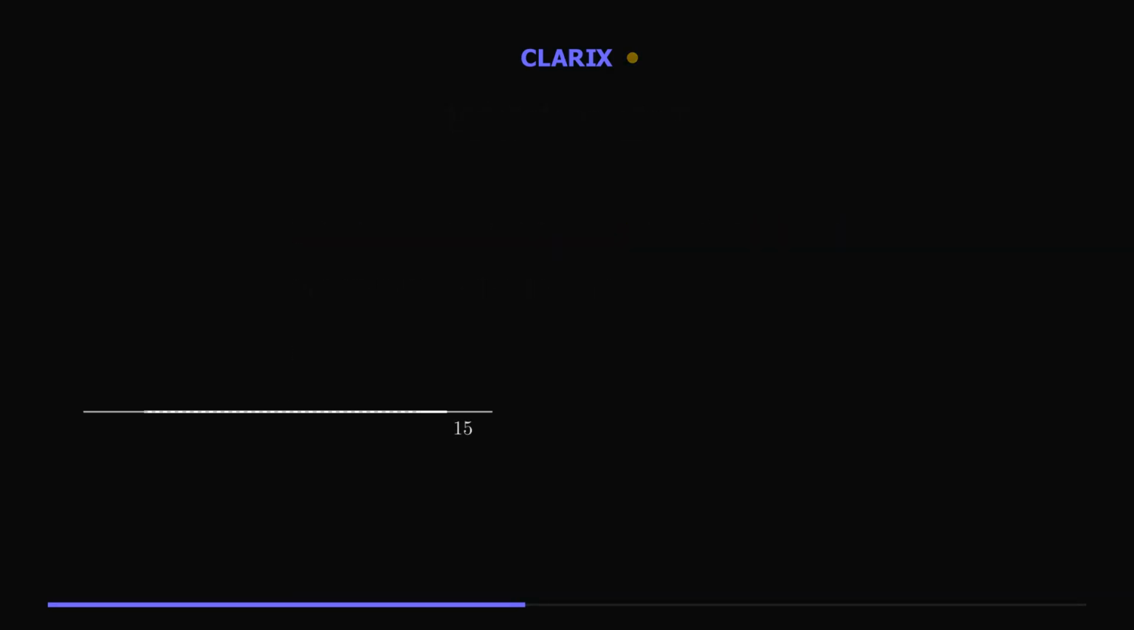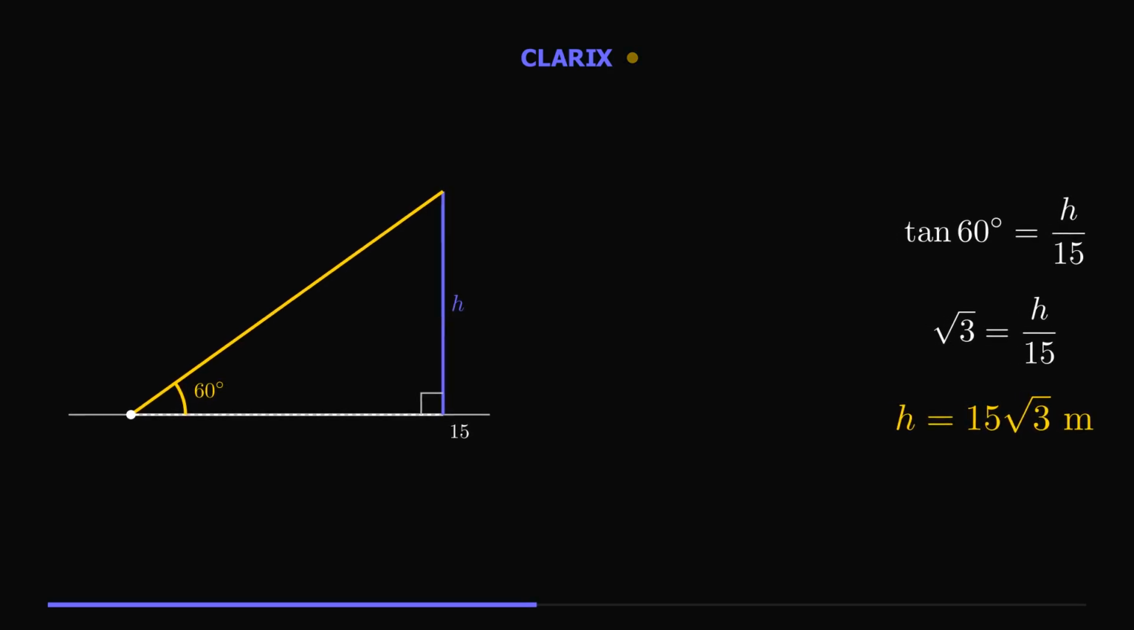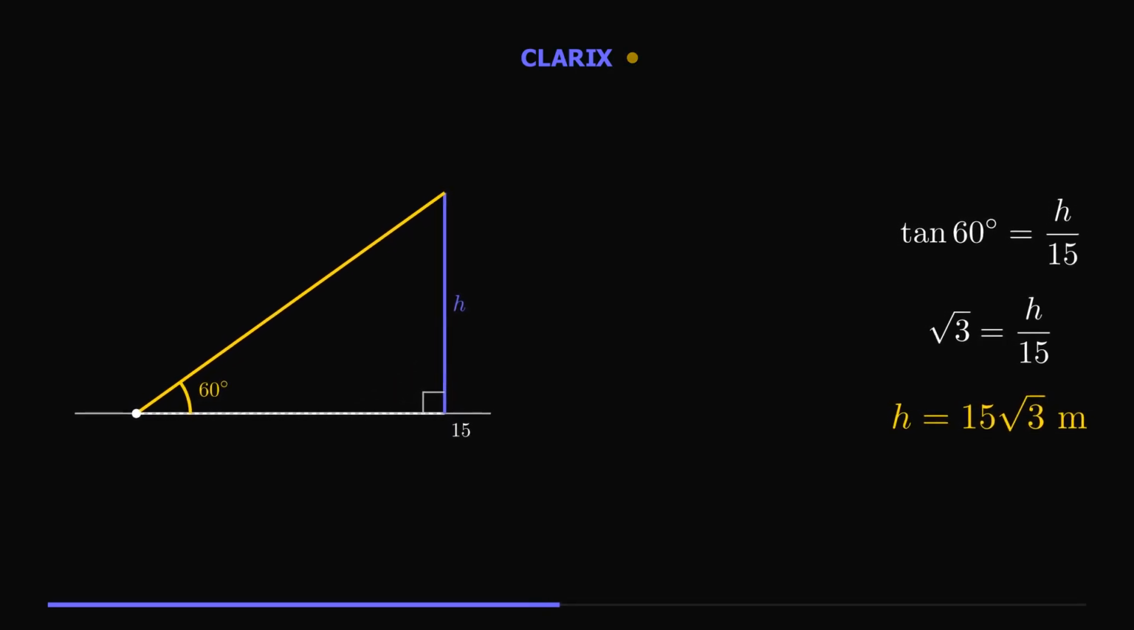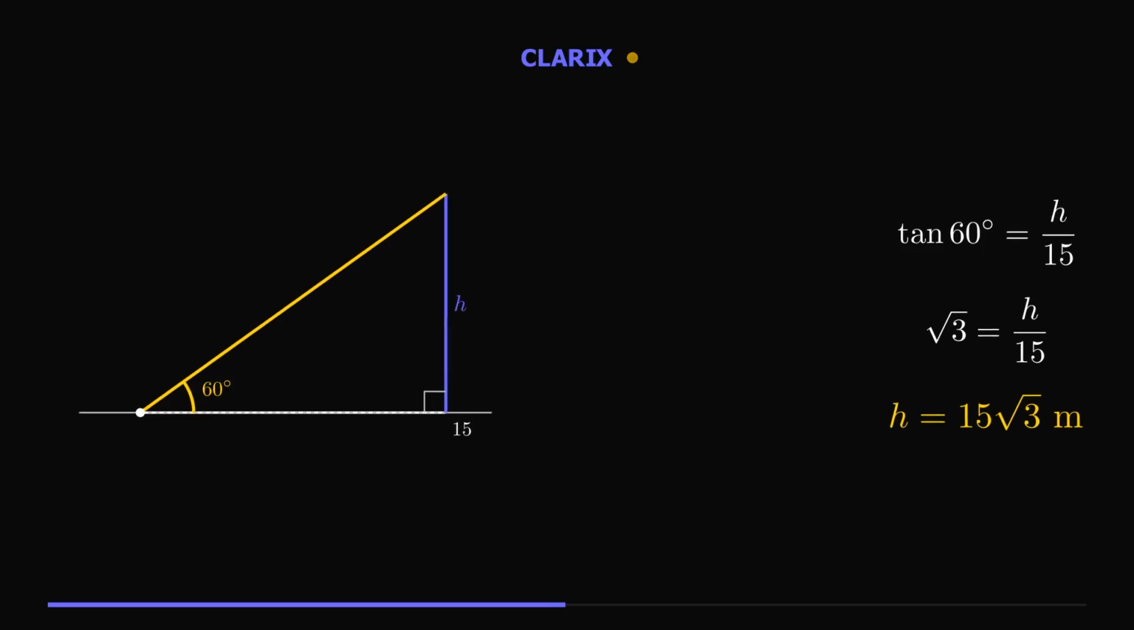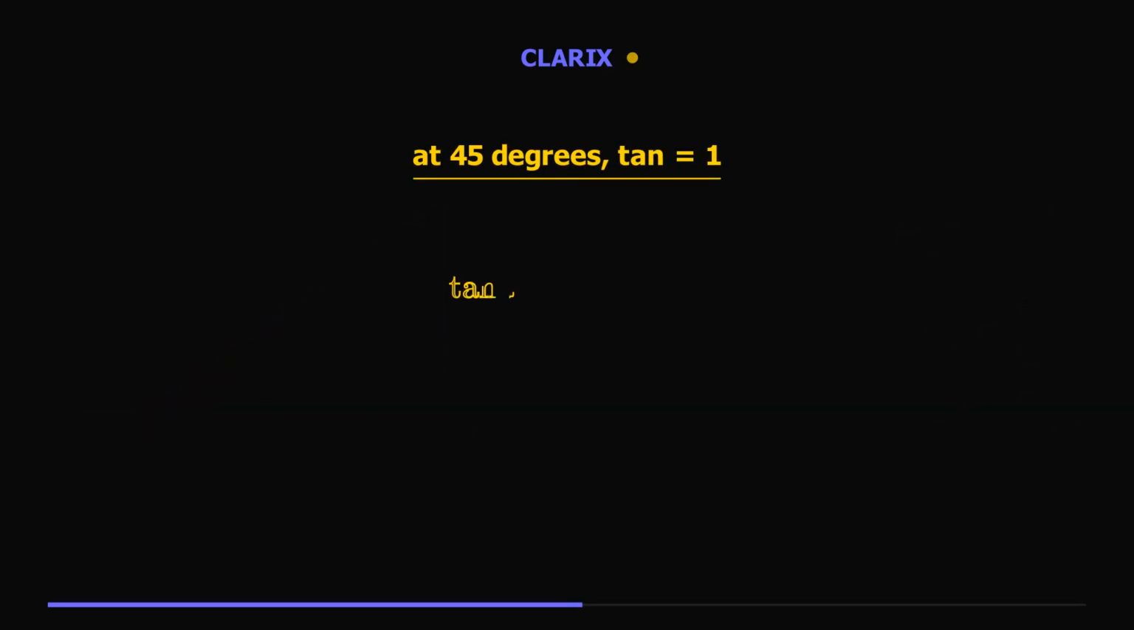Let's solve 1. A tower stands 15 meters from a point on the ground, and the angle of elevation of its top from that point is 60 degrees. Find the height. Height and ground distance. So tangent. Tan 60 equals height over 15. Tan 60 is root 3, so the height is 15 root 3 meters. 1 ratio done.